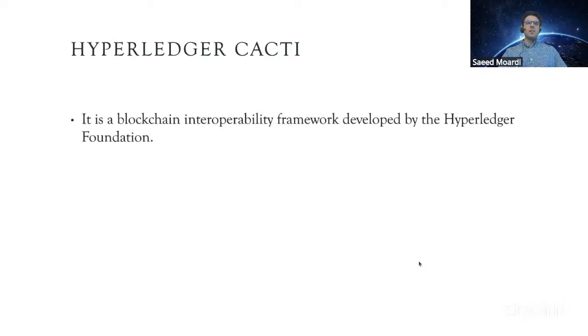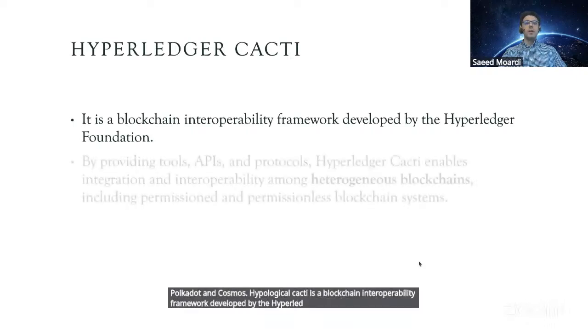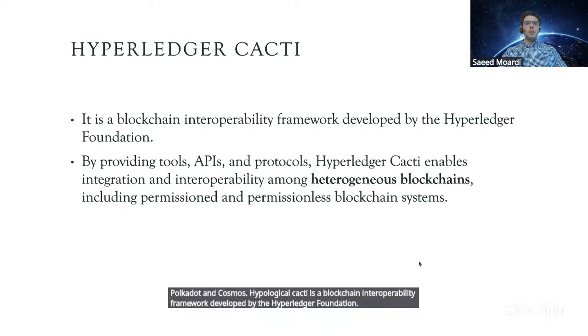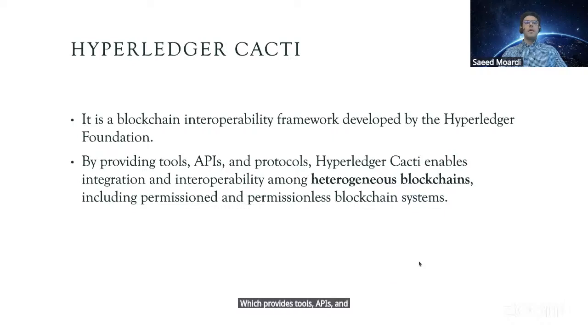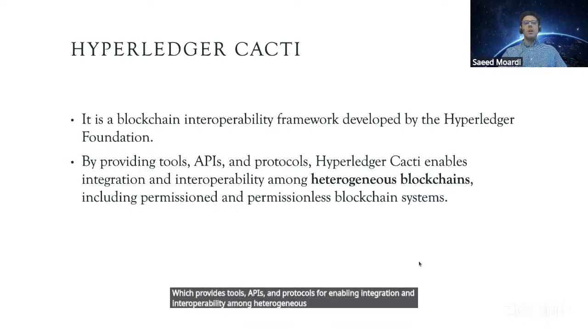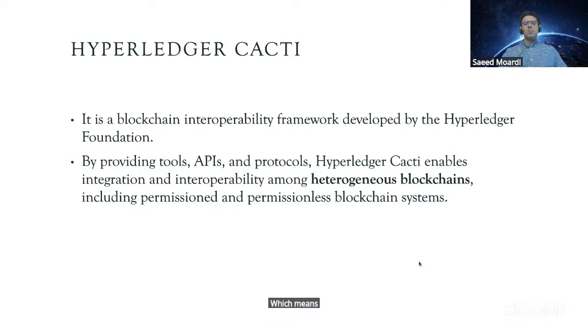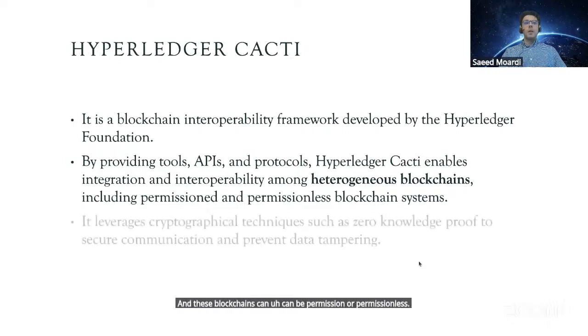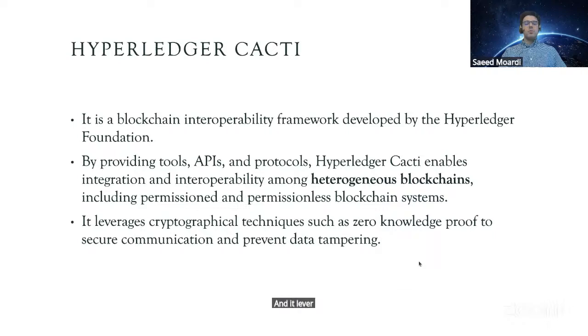Hyperledger Cacti is a blockchain interoperability framework developed by the Hyperledger Foundation, which provides tools, APIs, and protocols for enabling integration and interoperability among heterogeneous blockchains, which means blockchains that are not necessarily compatible with each other. And these blockchains can be permissioned or permissionless. And it leverages cryptographic techniques such as zero-knowledge proof to secure communication and prevent data tampering.